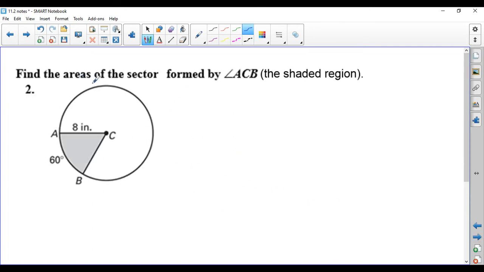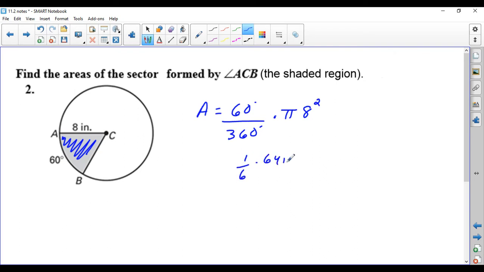Here's an example. Find the area of the sector formed by angle ACB. Here's angle ACB. The sector is this shaded region. So I'm going to try to write these answers in exact form whenever possible. The area is the measure of the arc over 360 times the area of the whole circle, pi times 8 squared. 60 over 360 is 1/6 of 64 pi.